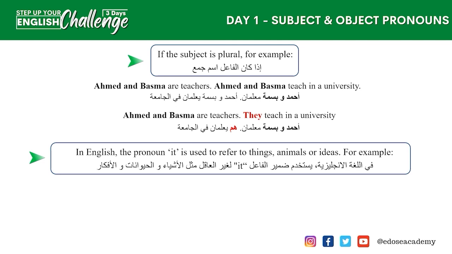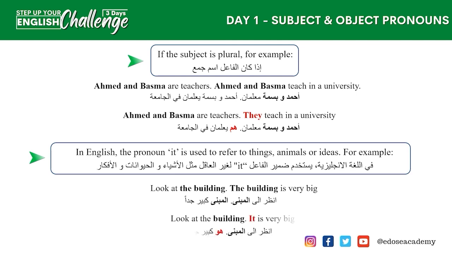Now, in English, the pronoun it is used to refer to things, animals, or ideas. For example, look at the building. The building is very big. Now, to replace the building with a pronoun, we will use it. So we will say, look at the building. It is very big.